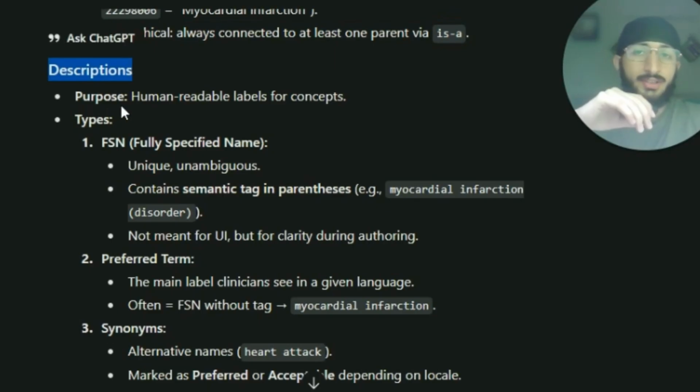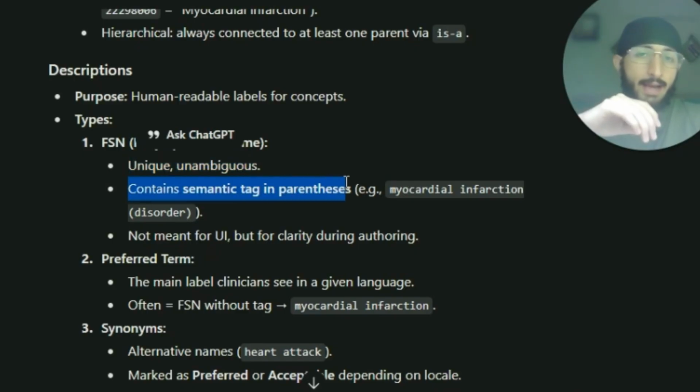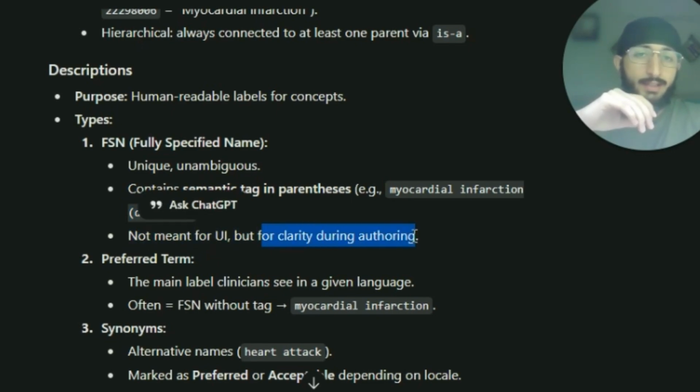Now descriptions. Their purpose is human-readable labels for concepts. There are three types. FSN, that is fully specified name. This is unique and unambiguous. It contains the semantic tag in parentheses, that is, myocardial infarction (disorder) with the tag in parentheses as the suffix. Not meant for UI but for clarity during authoring.